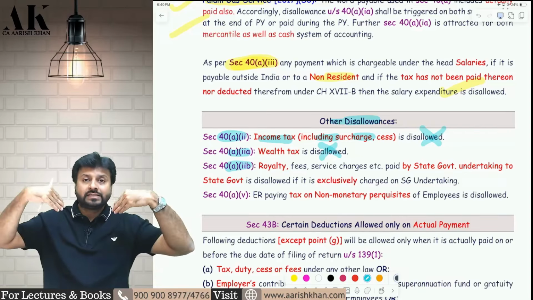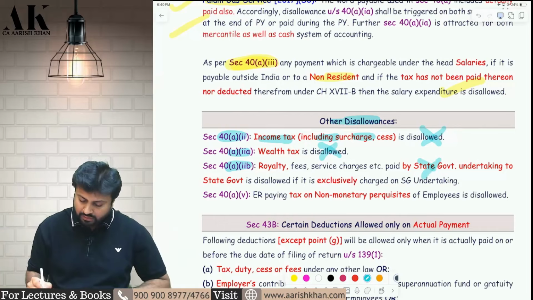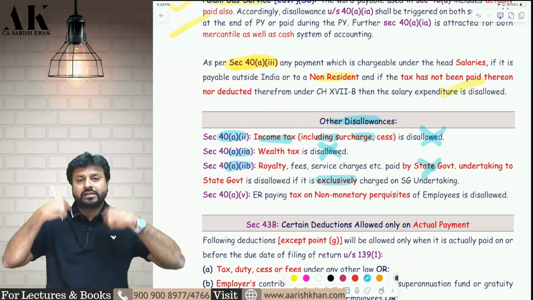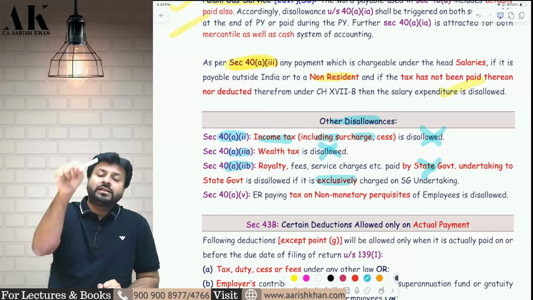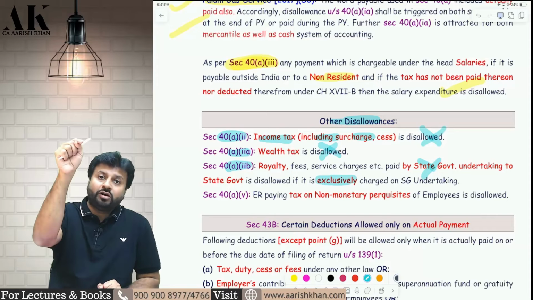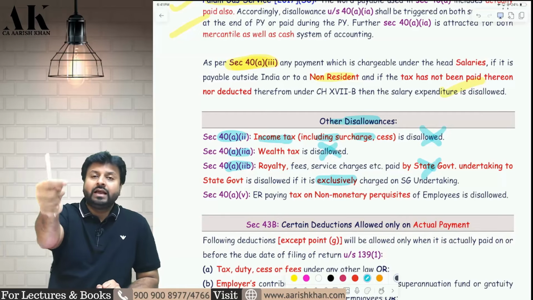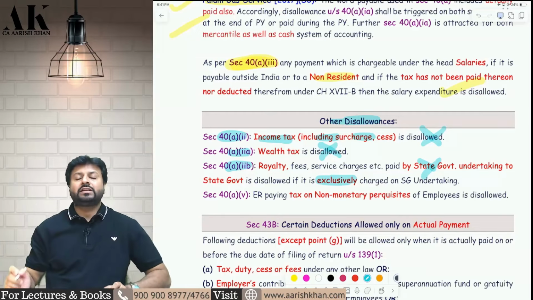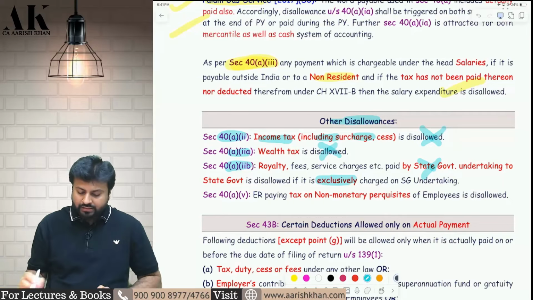40(a)(iib): if any royalty, service fee or service charge is paid by a state government undertaking to the state government, say a Maharashtra government undertaking to the Maharashtra government, then it is disallowed. Plus, it applies if it is exclusively charged on state government undertakings, not on everybody. If the state government undertaking is paying that service fee, service charge or royalty to the Maharashtra government, then that will be disallowed under the income tax law.